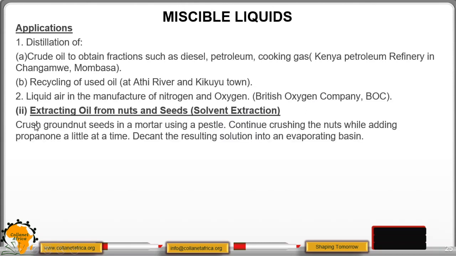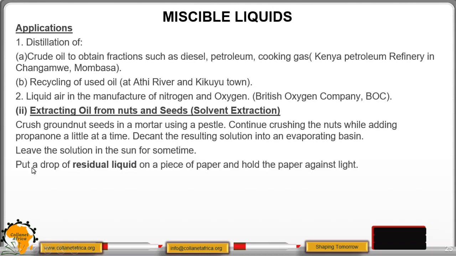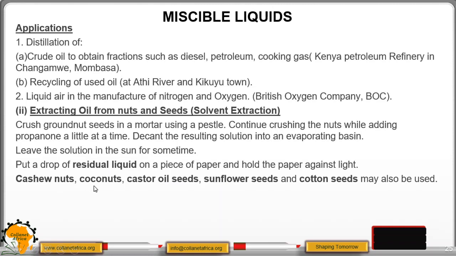So how do you do this? Crush groundnuts or seeds in a mortar using a pestle. Continue crushing the nuts while adding propanol a little at a time. Decant the resulting solution into an evaporating basin or dish. Leave the solution in the sun for some time. Put a drop of the residue liquid on a piece of paper and hold the paper against light. Cashew nuts, coconuts, castor oil seeds, sunflower seeds, and cotton seed may also be used instead of groundnuts.